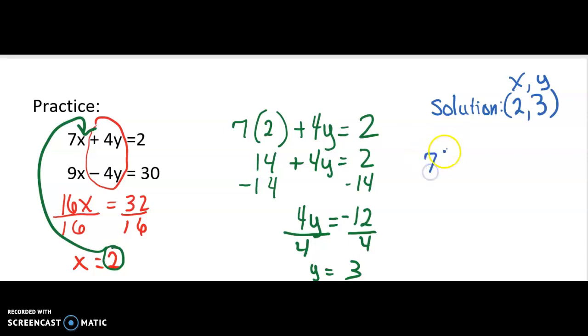Substitute that in. So if I go back to one of my original equations, okay, 7x, x is 2, plus 4y, y is 3. This should all equal 2. 7 times 2 is 14. 4 times 3 is 12. 14 plus 12 equals 2. That doesn't work. Okay, so what do you do if it doesn't work?